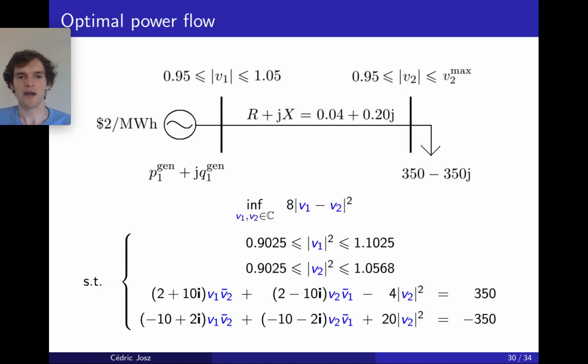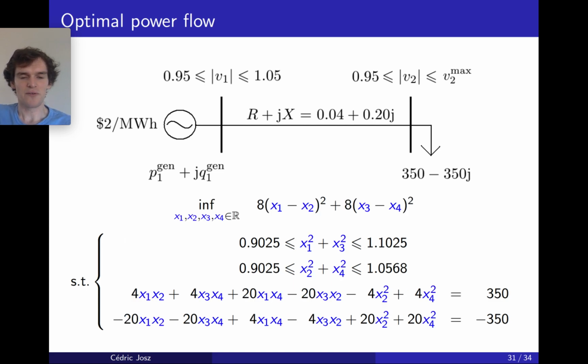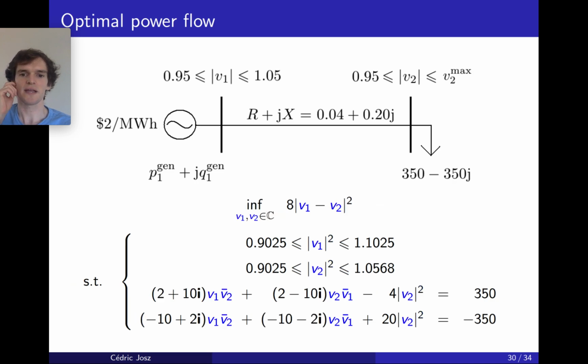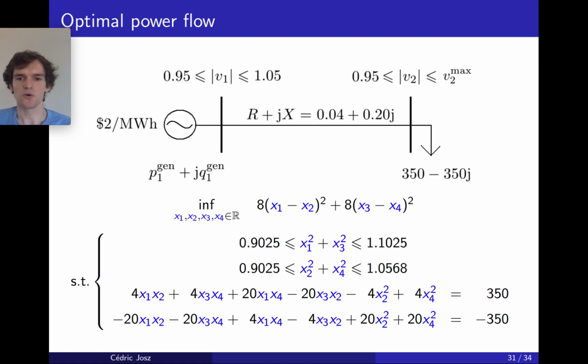Okay, so I've written out for this system what the optimization problem looks like. You can identify real and imaginary parts. You can write V1 with x1 being the real part and x3 being the imaginary part, and then do the same thing with V2: take x2 to be its real part and x4 to be its imaginary part. And so this is what it looks like when you identify real and imaginary parts.